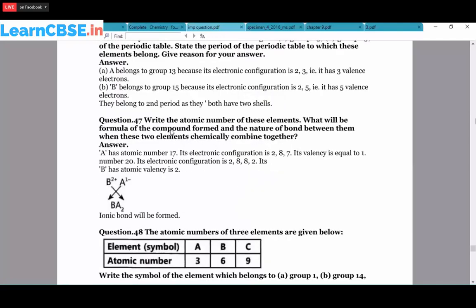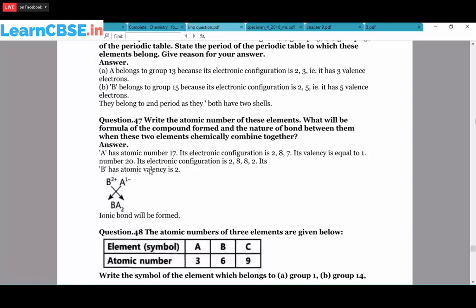Okay, next one. Write the atomic number of these elements. What will be the formula of the compound formed and the nature of the bond when these two elements chemically combine together? A has atomic number 17, so its electronic configuration is 2, 8, 7. So 7 electrons, it needs 1 electron to complete the outermost shell. So its valency is 1. A has minus 1 because it is gaining one electron.